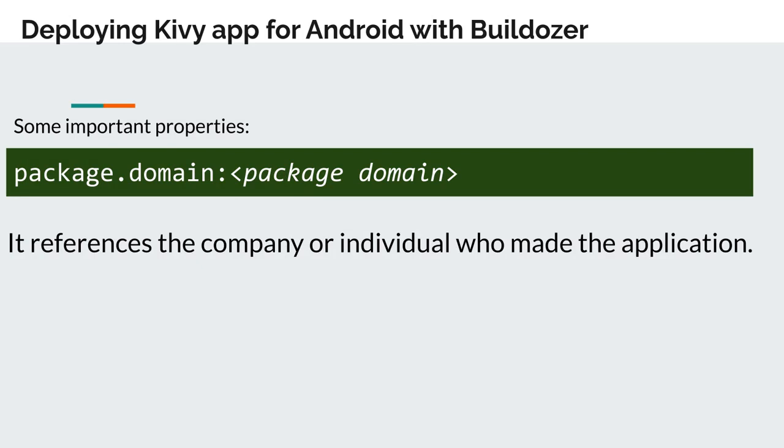The package domain is a string that references the company or individual who made the application. The app name added to the domain is the app identifier for Android and iOS. Therefore, it must be chosen carefully. An example would be com.xyz.